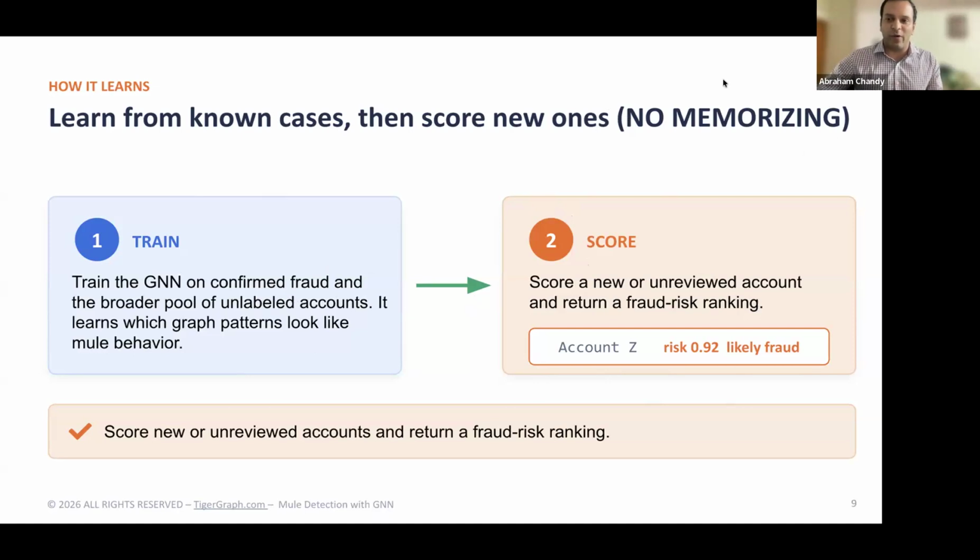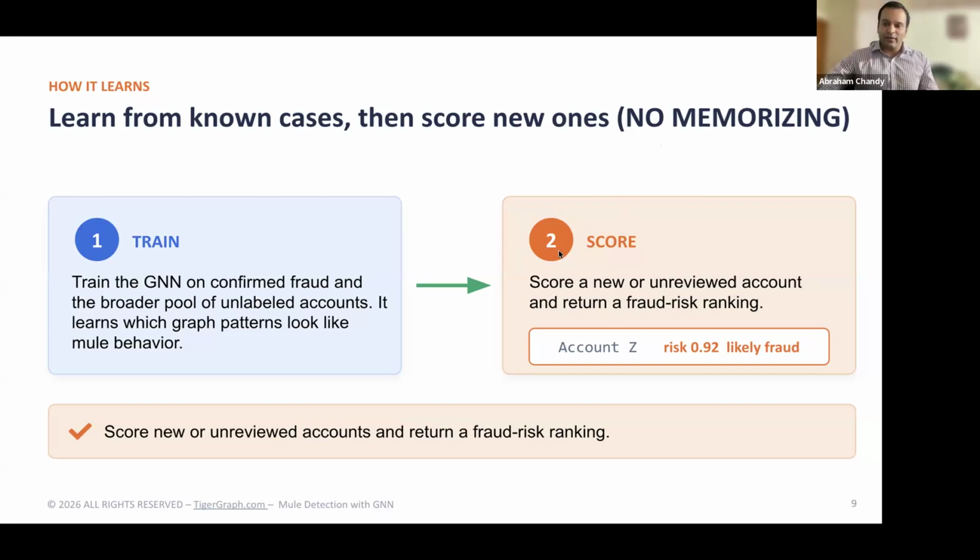And that brings me to my point where there should be no memorizing. The GNN shouldn't actually memorize the values that are given. In that case, it won't be able to generalize on new data. So we want to ensure that doesn't happen.